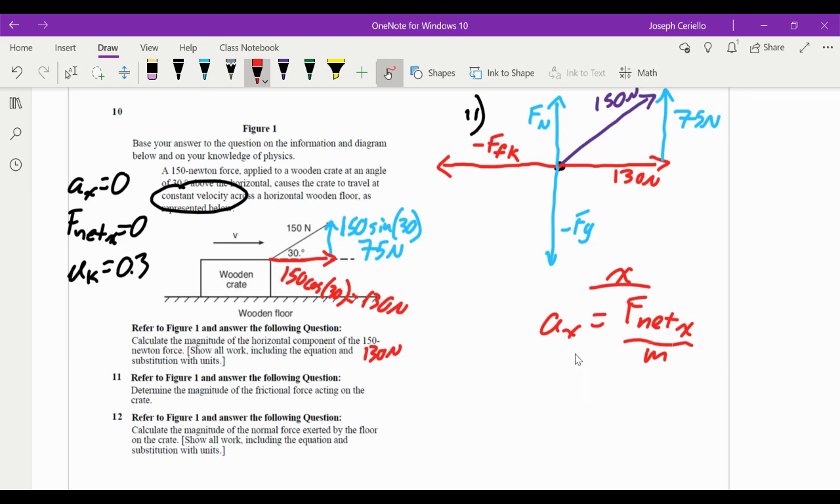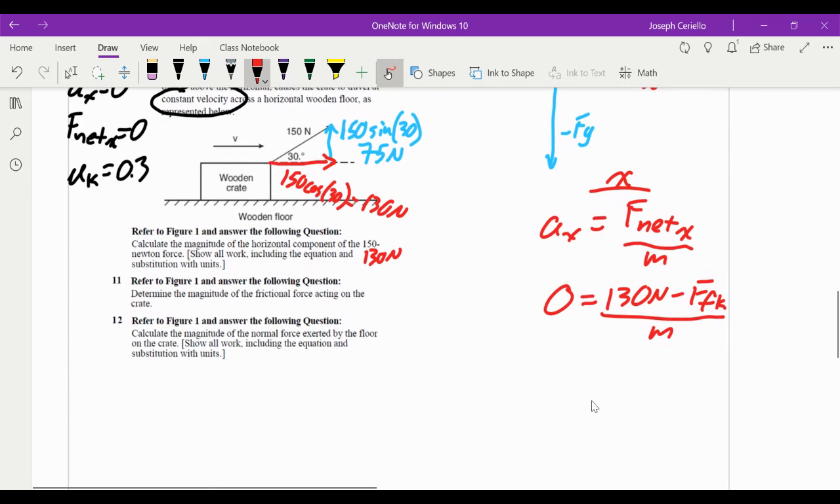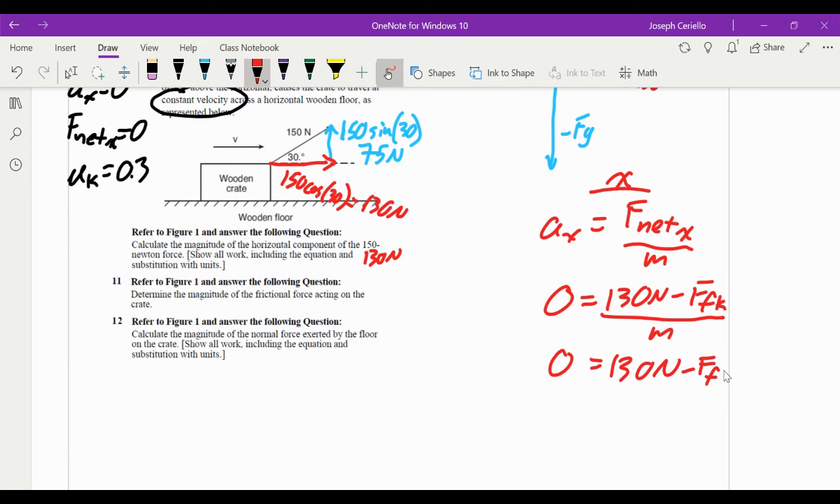Okay, so a few things. First off, ax, the acceleration in the x direction, is 0. The net force in the x direction, well, let's see. Let's plug in those forces. We have 130 minus force of friction, kinetic, over the mass. We don't know the mass, but it doesn't matter because you cross multiply and you get 0 equals 130 newtons minus force of friction, kinetic. So the force of kinetic friction equals 130 newtons.